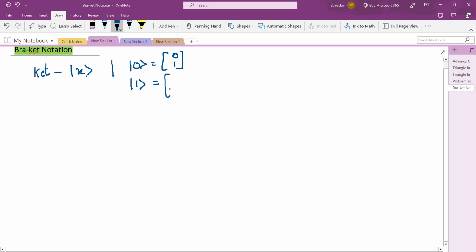Sorry, I just wrote it wrongly. Let me correct this one. Okay. So in the cat notation 0, we have 1 and 0. Then we have 0 and 1. This is the notation. Now we will be discussing the bra notation.